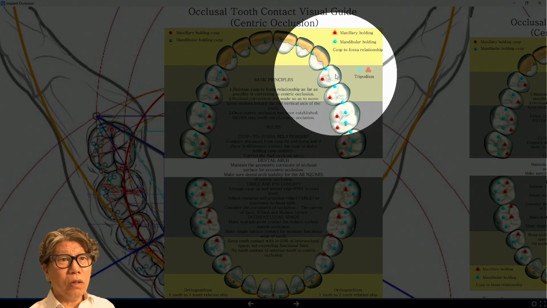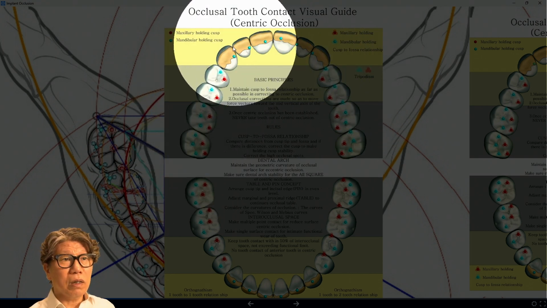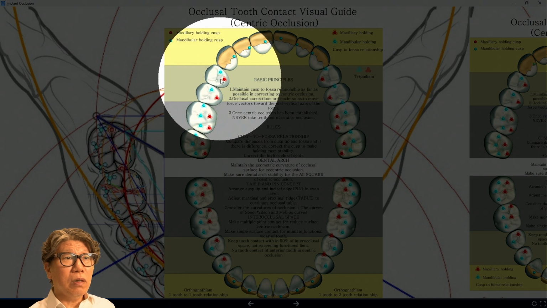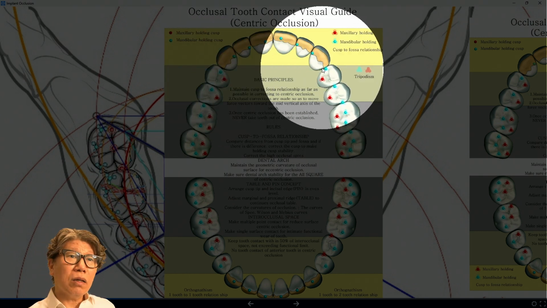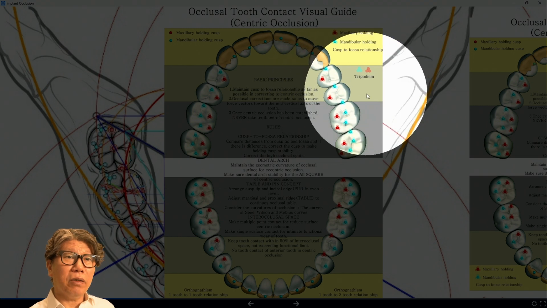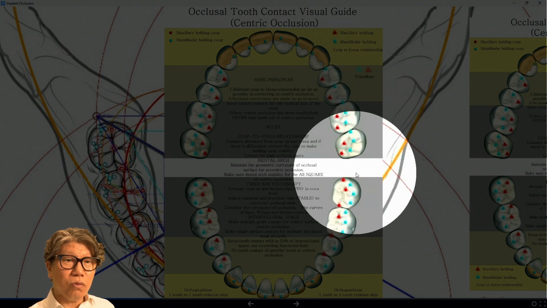Now let's consider if the opposite side is made this way. What happens then if a prosthesis was placed here? If this side is cusp to fossa and the other side is cusp to marginal ridge, the cusp on this side easily slides between the teeth. The same goes for the lower side. The mandible also has a structure that allows for smooth movement.